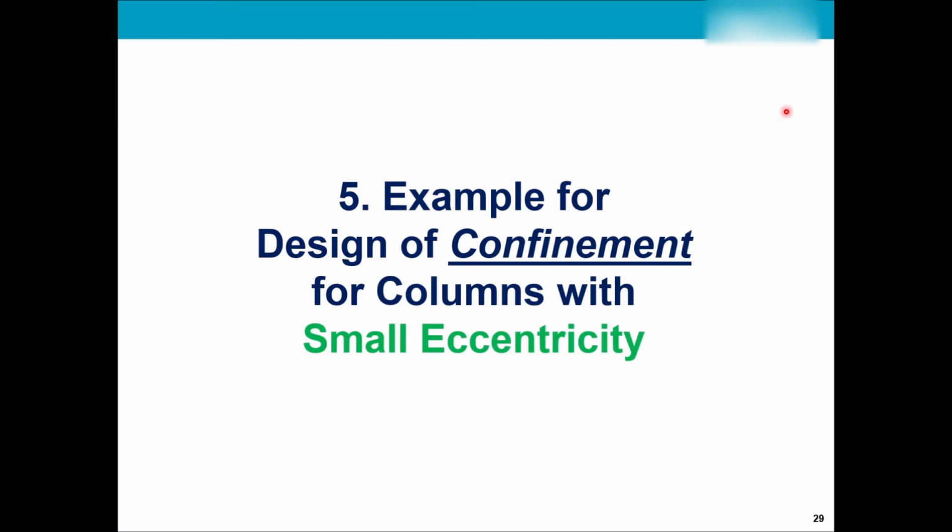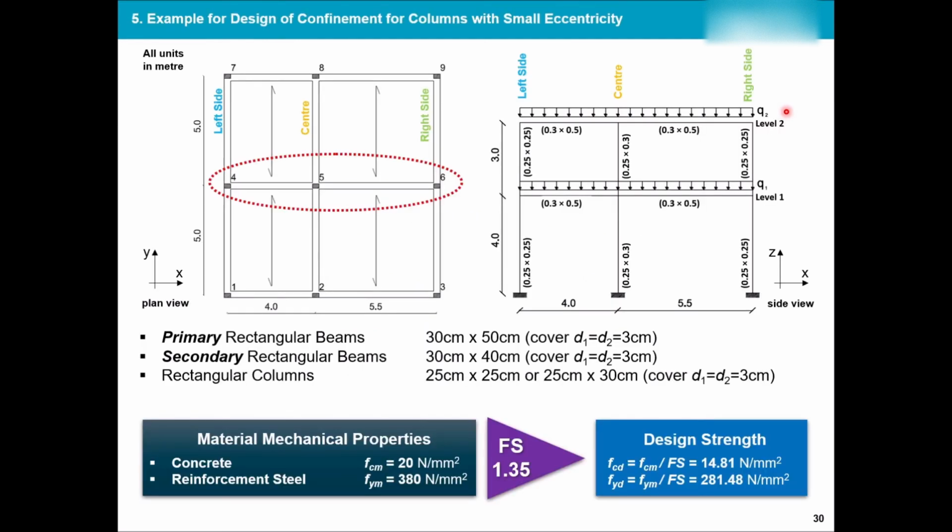Let's look at an example where we need confinement for a column with small eccentricity. I have a building, 2 bays, 2 floors, with 1, 2, 3 frames. There are the details of my primary rectangular beams, details of my secondary rectangular beams, and my rectangular columns. My mechanical properties are here. A factor of safety has been applied to them to give me the design strength.